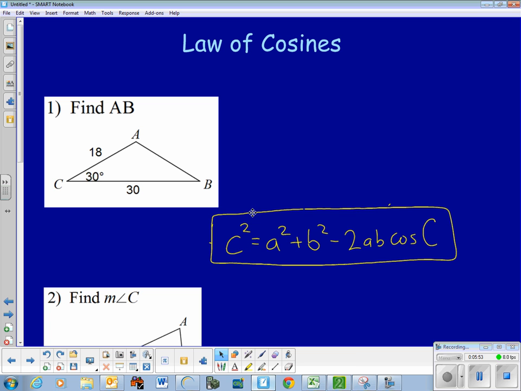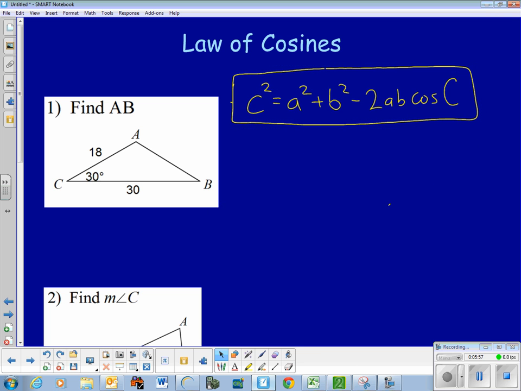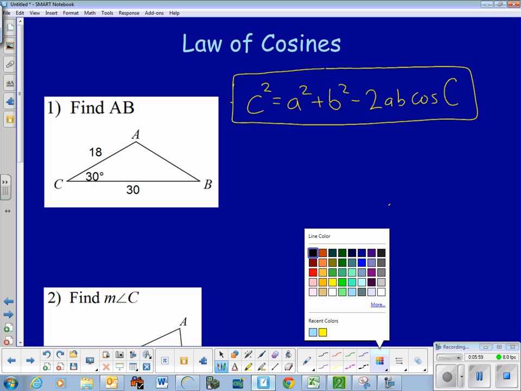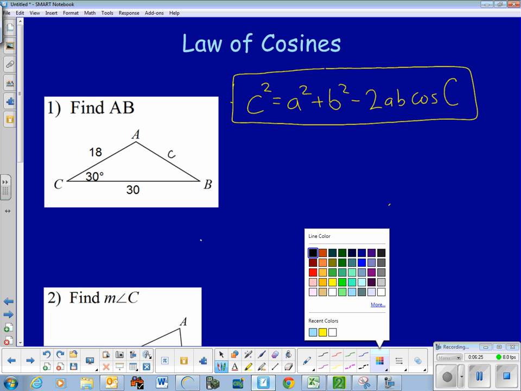All right, so let's take this, put it up here, and solve some questions here. Okay, what I have is the 18, the 30, and the 30 side length. I've got side, angle, side. And I'm trying to find AB. So you could call that side little c, you could call it AB. Doesn't really matter. I'll put a little c there so that it corresponds to the Pythagorean theorem.